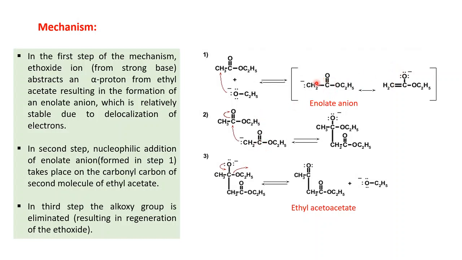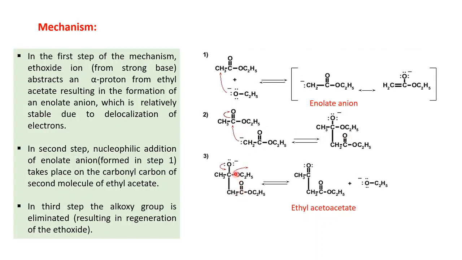This enolate ion behaves as a nucleophile, and this nucleophile attacks the carbonyl carbon of the second molecule of ester to give an adduct. So it is a simple nucleophilic addition reaction to give this adduct. In the third step, what happens?